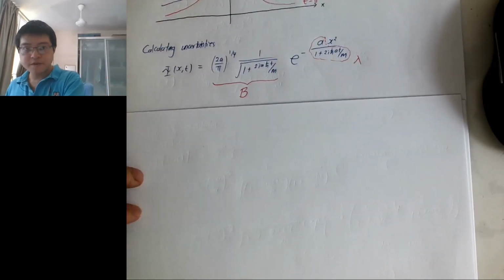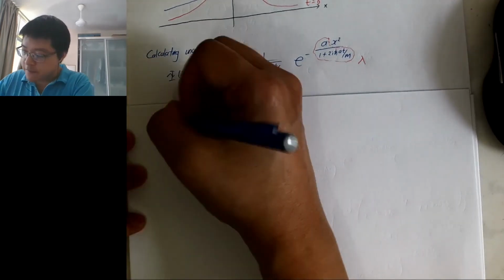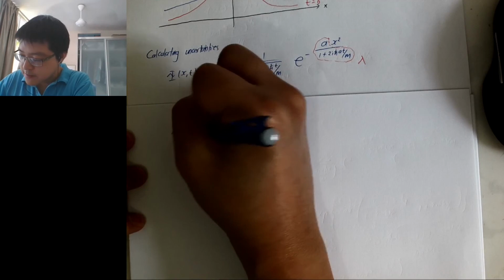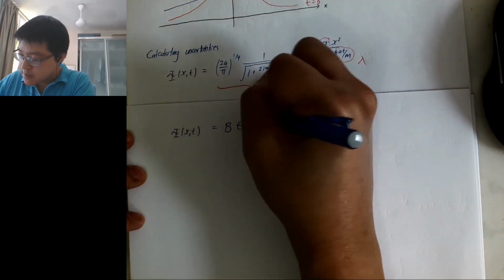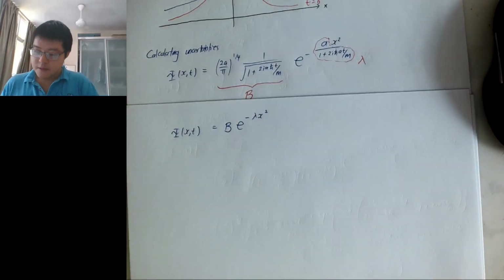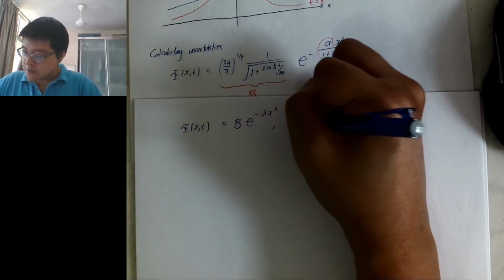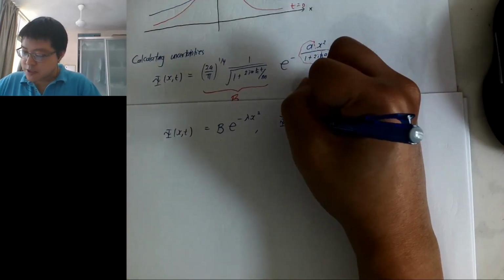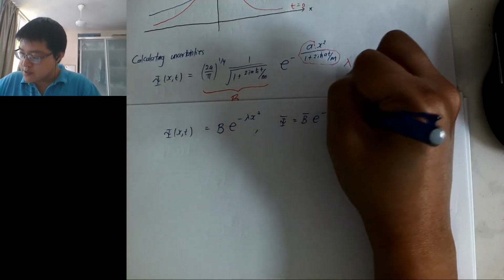For the wave function in this form, I got psi(x, t) equals b e to the minus lambda x squared. So later I will need to calculate a bunch of stuff. What is the complex conjugate of the wave function? It is b conjugate e to the minus lambda conjugate x squared.